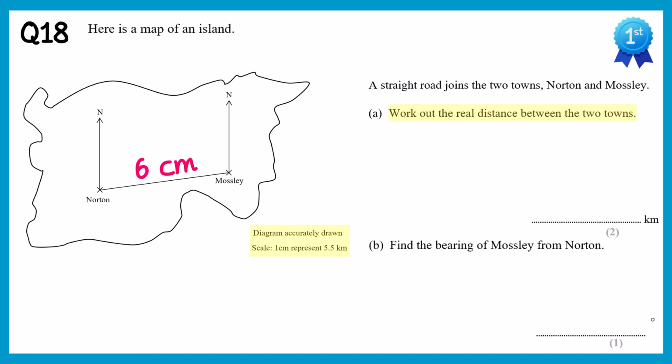Now we need to make use of the scale. Each 1 centimetre on the map represents 5.5 kilometres in real life. Since we've got 6 centimetres, we need to multiply 5.5 by 6. Use your calculator to do this and you get the answer 33.